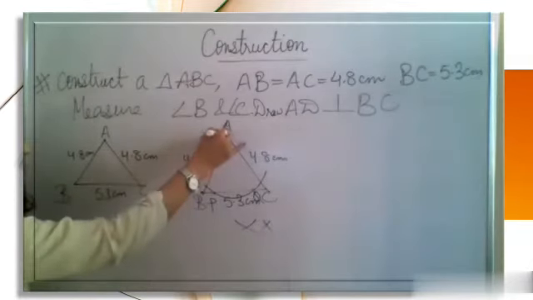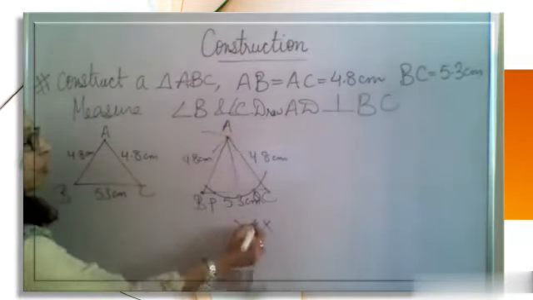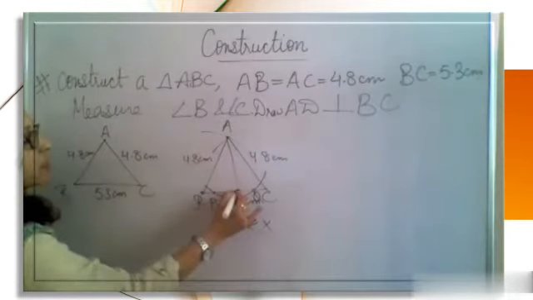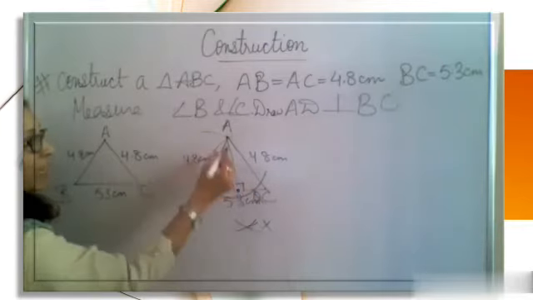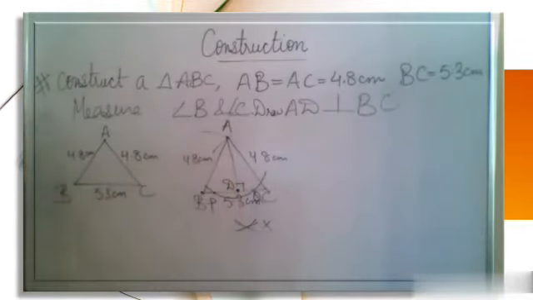Now extend this and it will cut BC at D. So in this way you are getting AD perpendicular BC. So let's see how my student will do it.